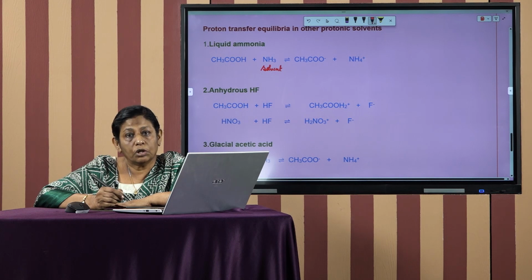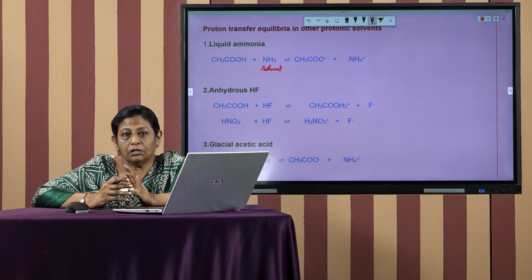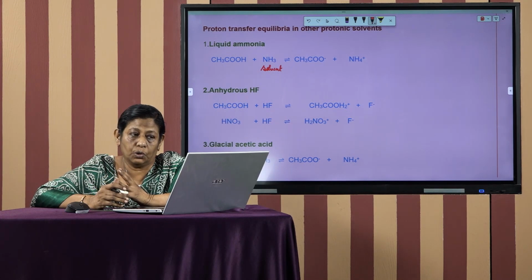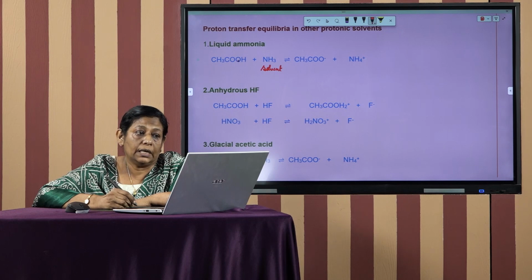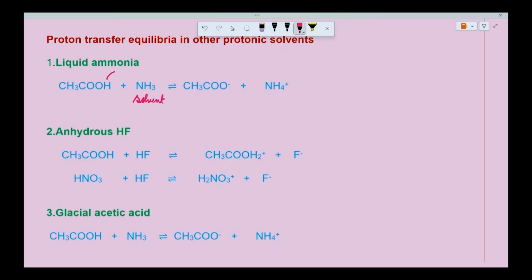We know that ammonia is basic in nature. Acetic acid has difficulty donating a proton to water because water is not that ready to accept a proton, while in this case ammonia, being basic in nature, readily accepts a proton from acetic acid to form ammonium ion, and acetate ion will be released.